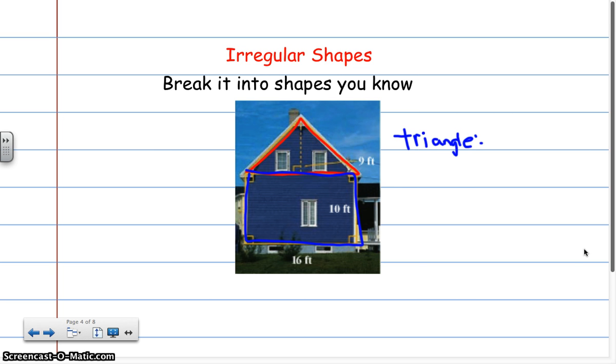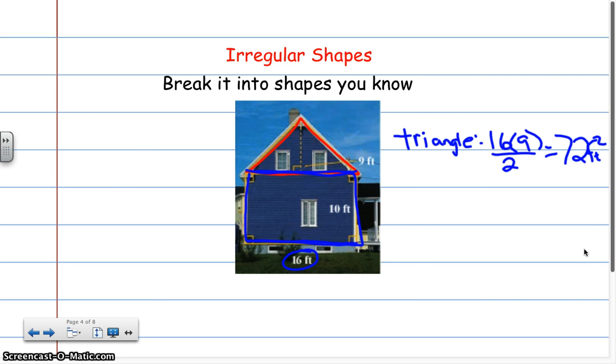It looks like my height of my triangle is what, class? 9. And what's my base? 16. Notice my 16 is right here. That's that length, that's also that length. So my triangle is 16 times 9 divided by 2. Punching it in, 16 times 9 divided by 2 is 72. 72 feet squared is the area of the top part of my house.